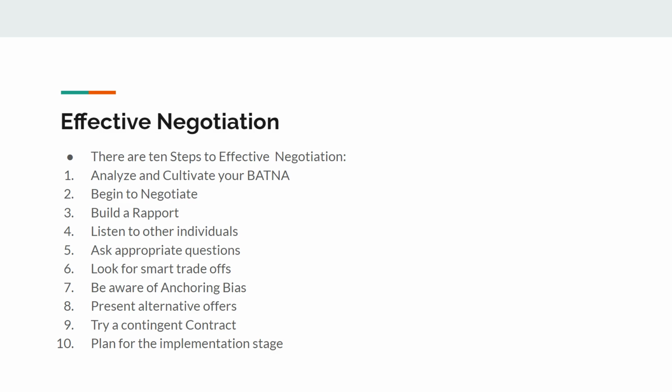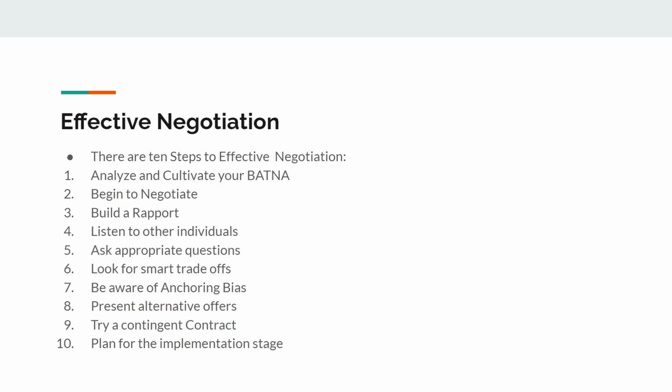Number 2, begin to negotiate. It is important to start the negotiation by clearly stating what you want from your negotiation. If that isn't possible, this is where the best alternative to the negotiated agreement comes in. Number 3, build a rapport. It is important to build a rapport. This will help both parties understand each other and hopefully come to the best outcome for both.